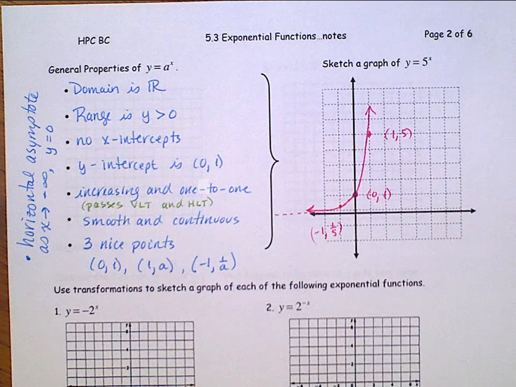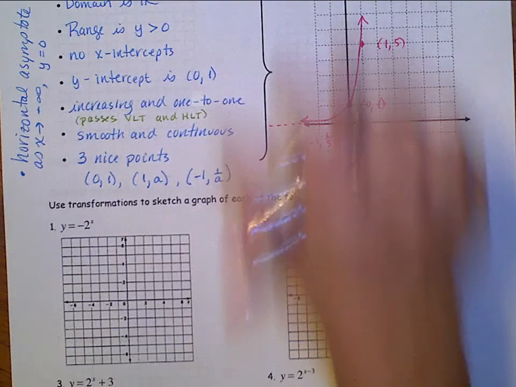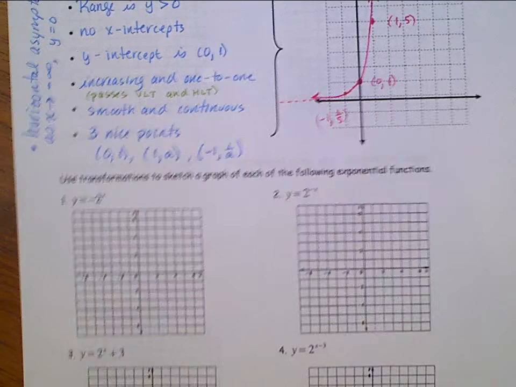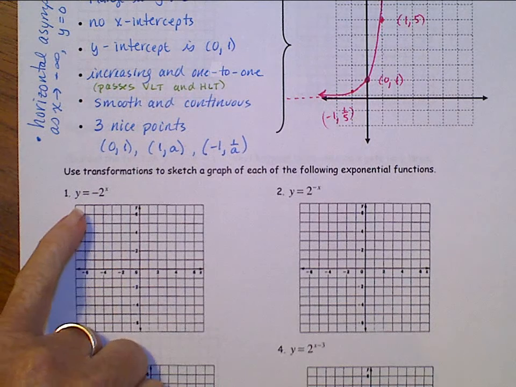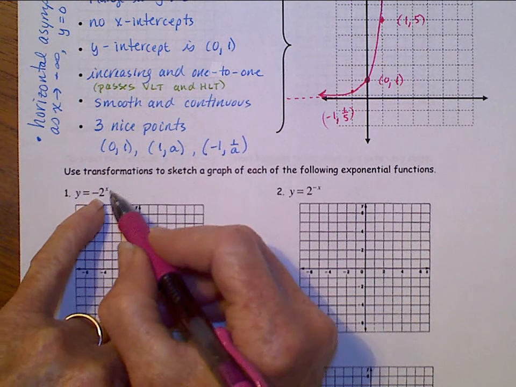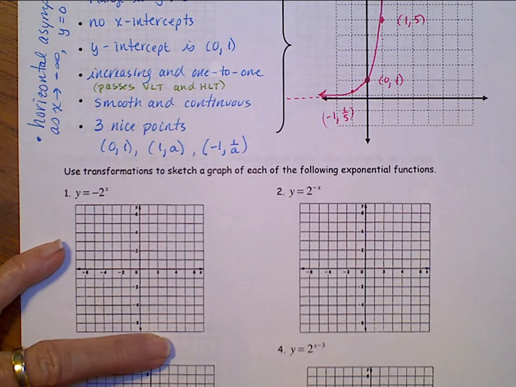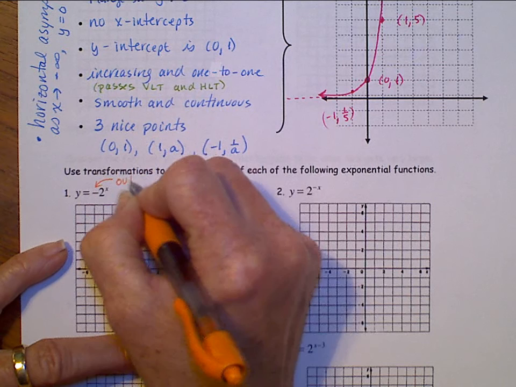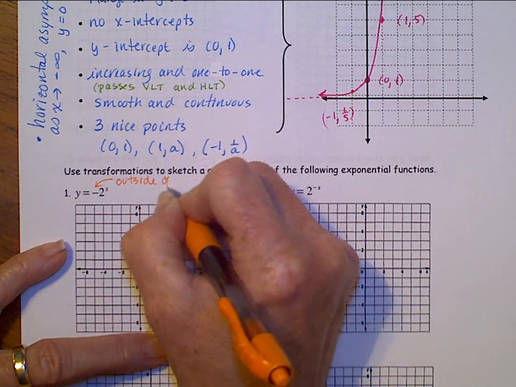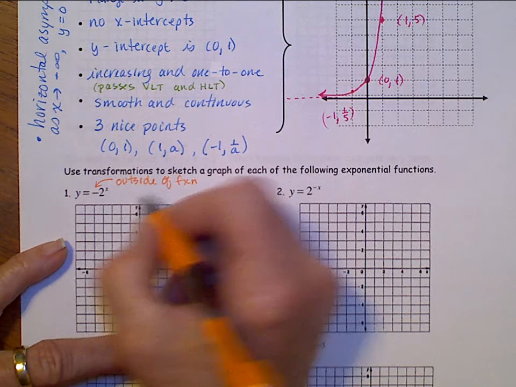Alright. Now, let's use some transformations to sketch a graph of each of the following exponential functions. So, look at this one, y equals -2 to the x. This negative is outside of the function, and do you remember that that is going to show a reflection over the x-axis?